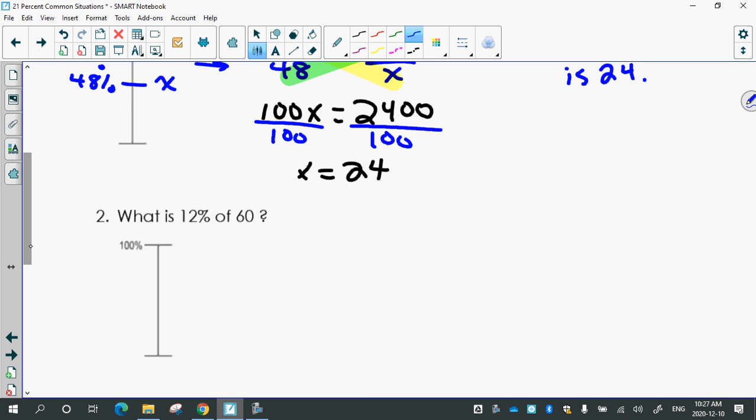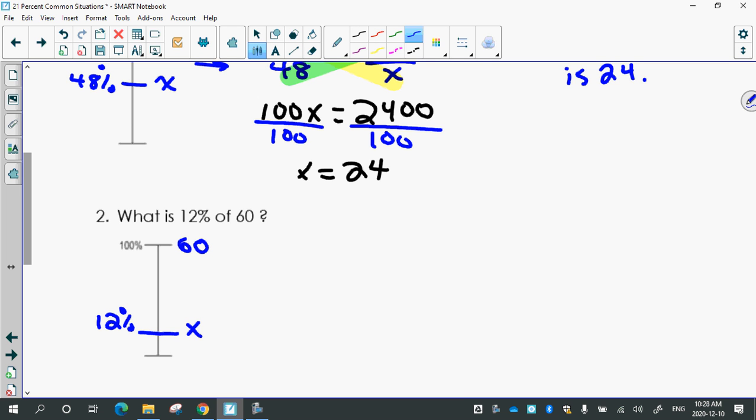So for me, 12% is a lot closer to 0, which is at the bottom, than it is to 100. So there's my little t. Here's my 12%. I'm just estimating. 60 is my total. X is, I don't know what 12% of 60 is. Okay? So that's how I'm going to make my proportion.